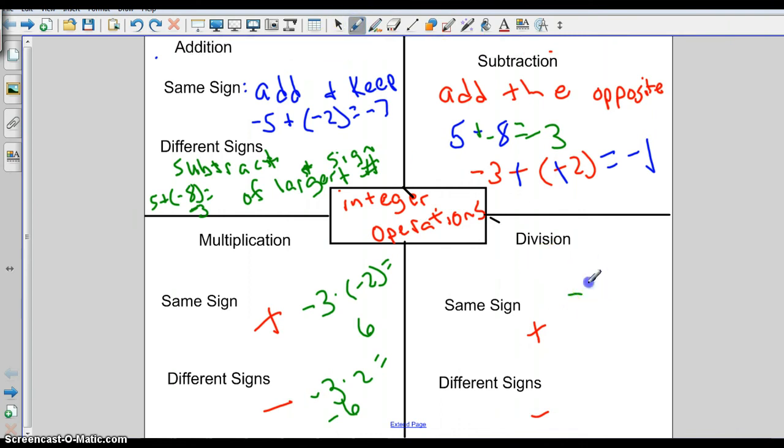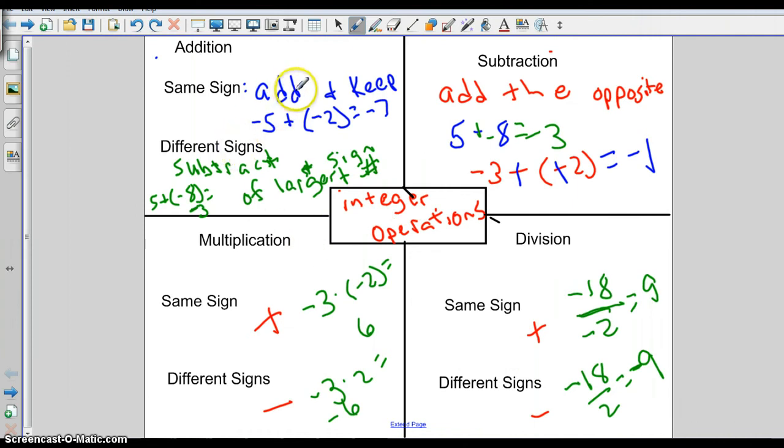So if we divided negative 18 divided by, remember a fraction bar means divided by, negative 2, they're both negative, so it's a positive. 18 divided by 2 is 9. Same thing down here. Let's say we have a negative 18 divided by a positive 2. They're different this time, so it's a negative. 18 divided by 2 is 9. So that's a quick chart.